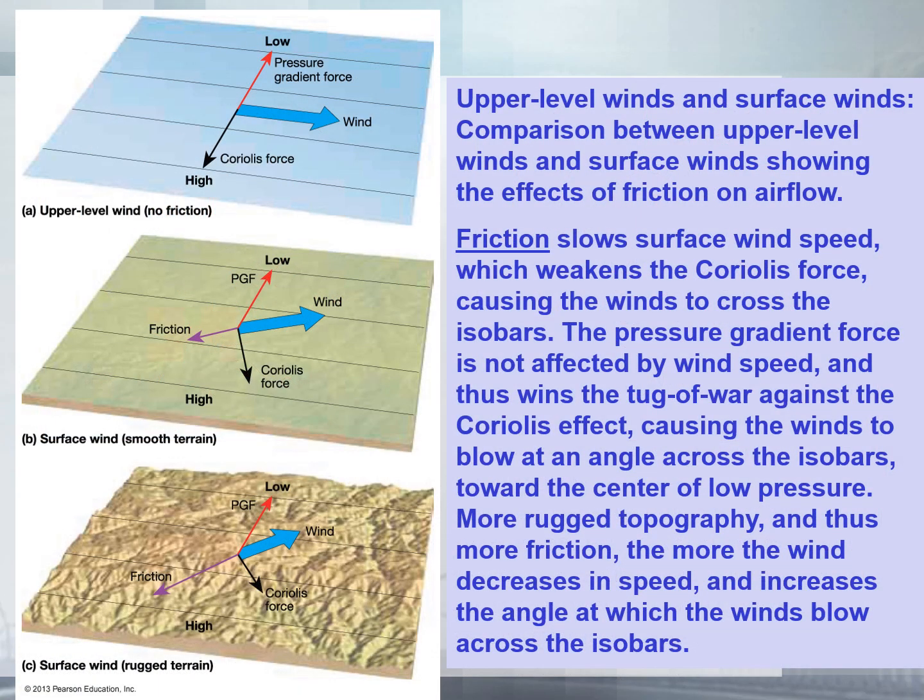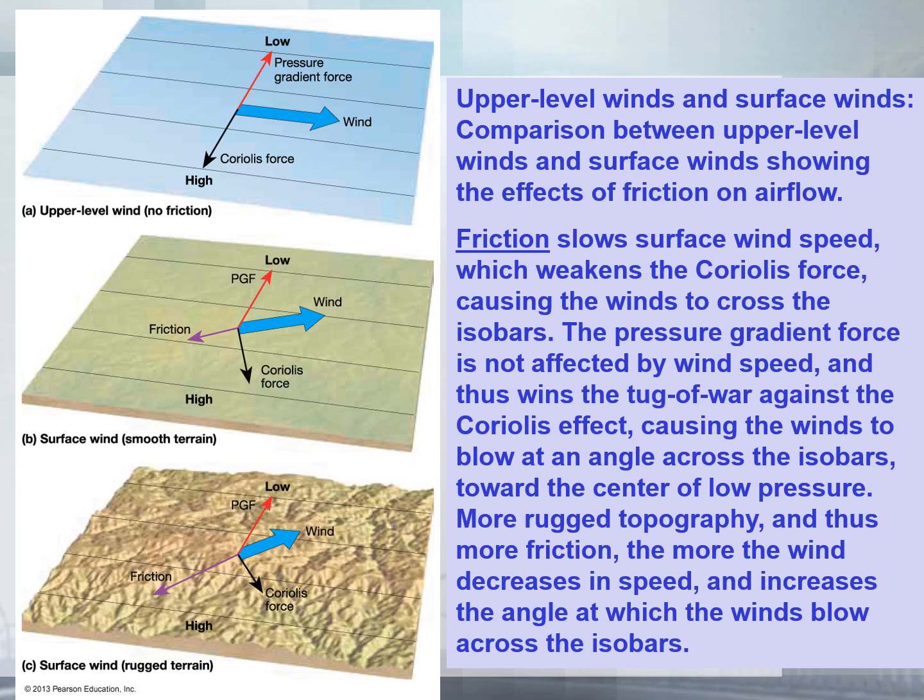Okay, so what are we looking at here? We'll read through this very quickly. So upper level winds and surface winds, a comparison between upper level wind and surface winds, showing the effects of friction on airflow. So we have A, B, and C. And A at the top, you have an upper level wind with no friction. You have the wind wanting to move in the direction the red arrow goes. You have the Coriolis effect wanting to take it in the opposite direction, deflection to the right, and then you have the blue arrow where the wind actually goes.